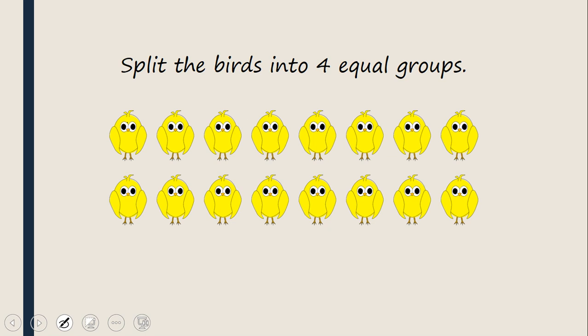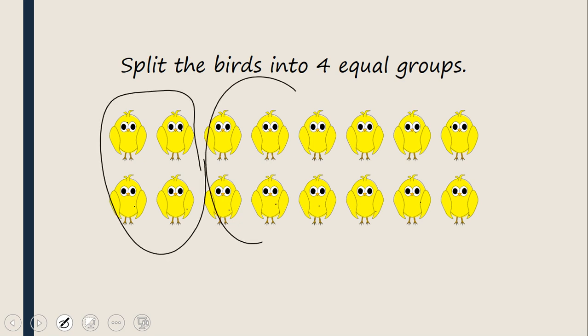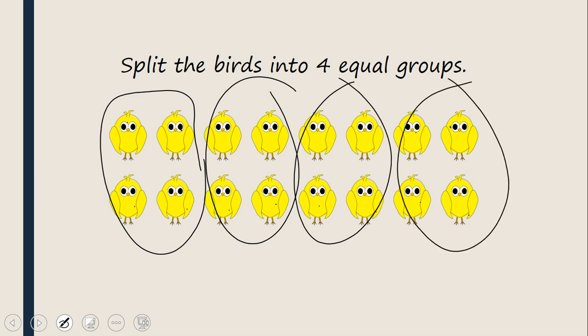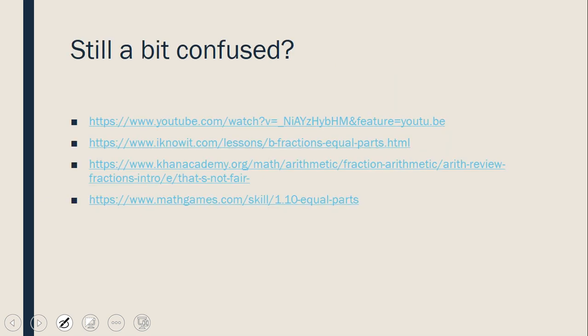Let's see how many there are. 1, 2, 3, 4, 5, 6, 7, 8, 9, 10, 11, 12, 13, 14, 15, 16. Oh, hold on. 16 into 4 groups. I'm thinking that if I remember my division, 16 divided by 4 is 4. So if I put them into 4, then they will all be in 4 equal groups. That is correct. Good job.